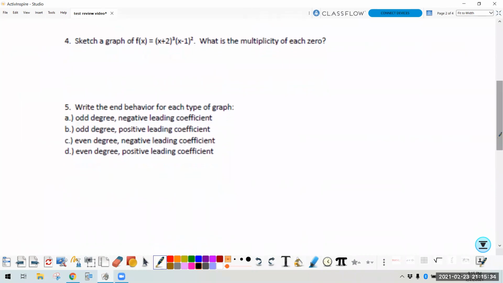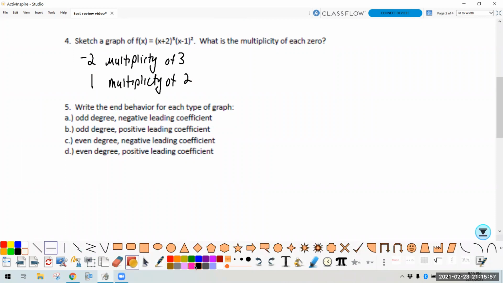Okay, number 4, sketch the graph. What is the multiplicity of each 0? All right, well, let's start with that. Negative 2 has a multiplicity of 3, and the root of 1 has a multiplicity of 2.